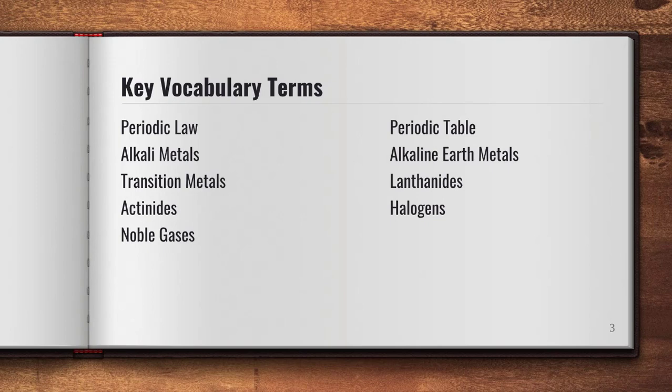Just a couple of key vocab terms for you for today. We'll talk a little bit about periodic law. Hopefully you know the periodic table by now because I've only mentioned it about 9,000 times in this class. Alkali metals, alkaline earth metals, transition metals, lanthanides, actinides, halogens, and noble gases.